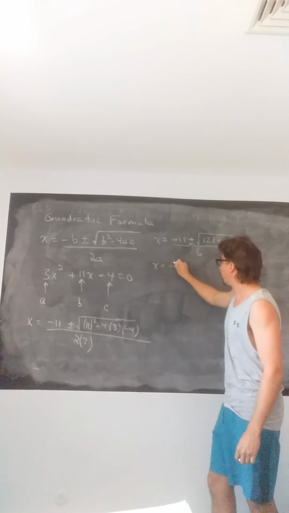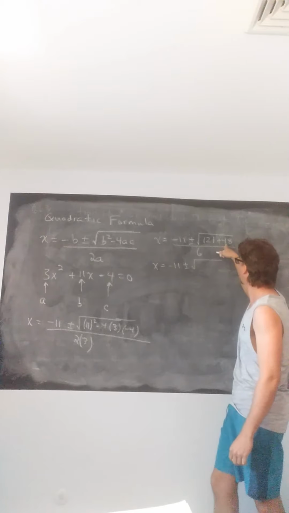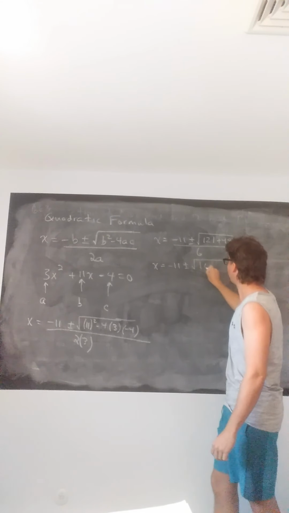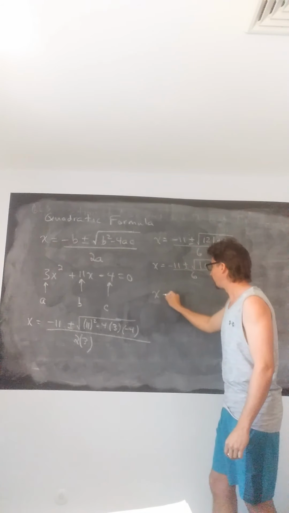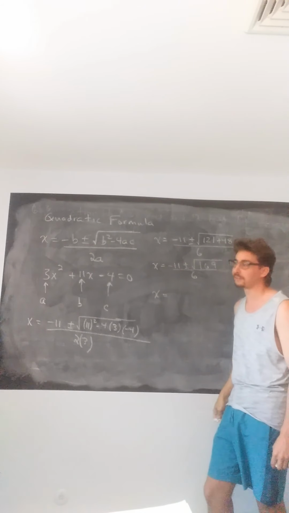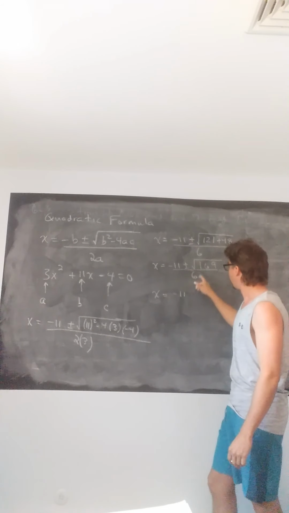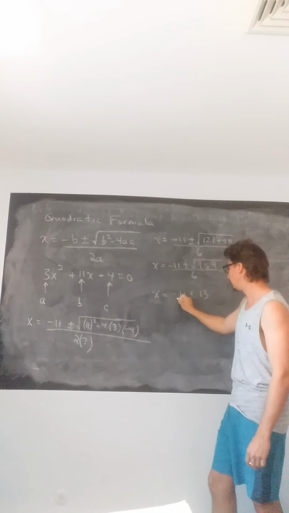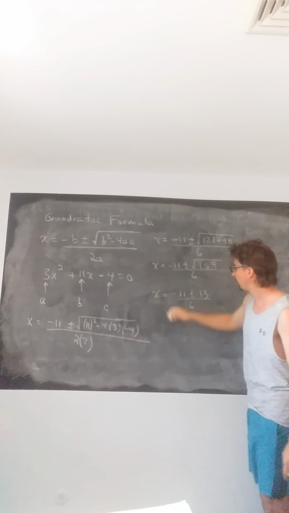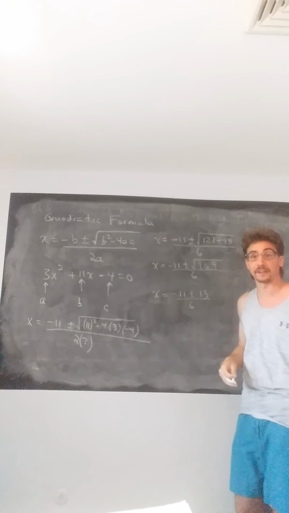So x equals negative 11 plus or minus the square root of, we have 121 and 48. That gives you 169, divided by 6. And what you're going to see here is this is really nice. This doesn't happen all the time, people, but the square root of 169 is actually 13. So that leaves us with x equals negative 11 plus or minus 13 over 6.